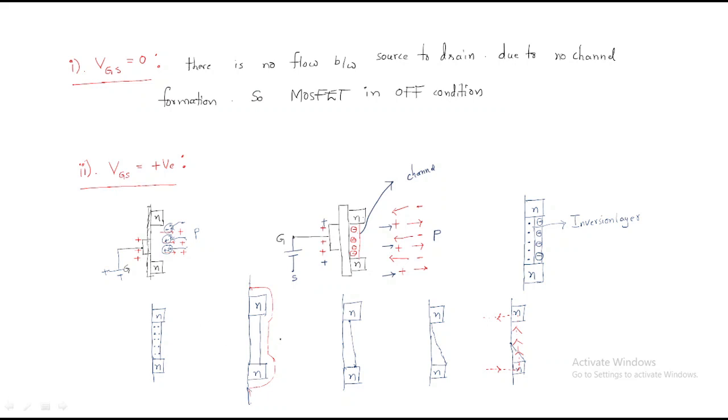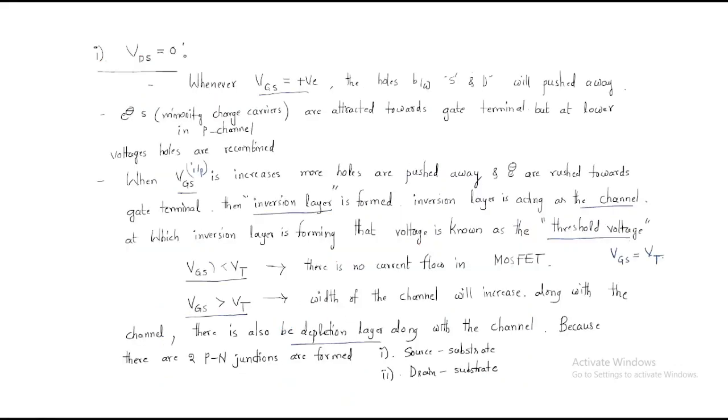Why will this depletion layer be formed? Because here p-type material is there and here n-type material is there. Whenever one p-type material and one n-type material are combined together, the depletion layer will be formed. All of you know this is the diode concept. In the diode concept also it is the same principle. Okay, yes.